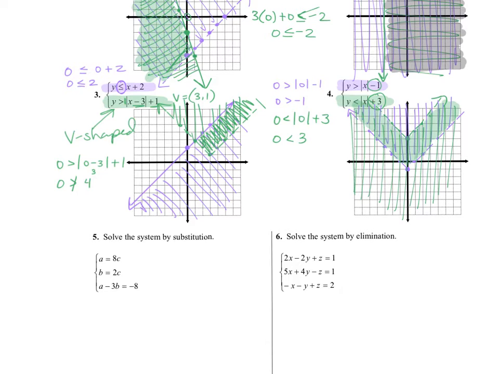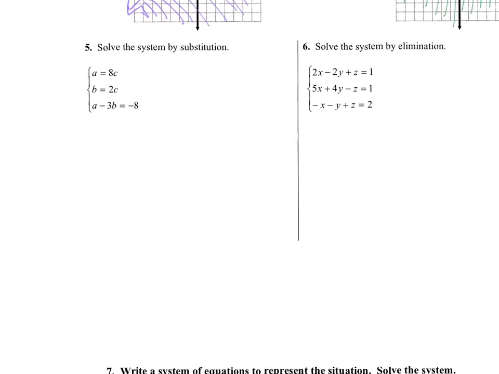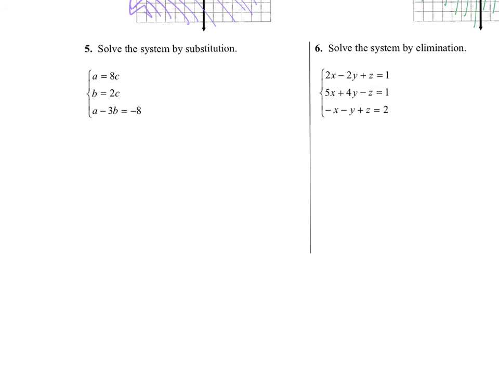This next one, it says solve the system by substitution. And you have a lot going on here, right? We have A equals 4C. We have B equals 2C. And then we have A minus 3B equals -8. Okay, so I know what A equals in terms of C. So I'm going to plug that one in here. And then B in terms of C right here.